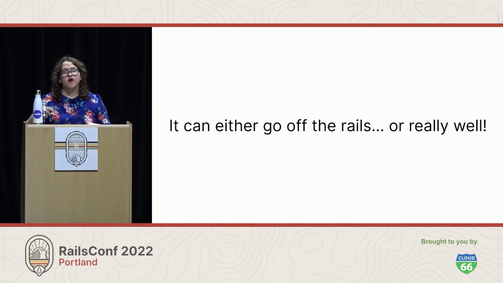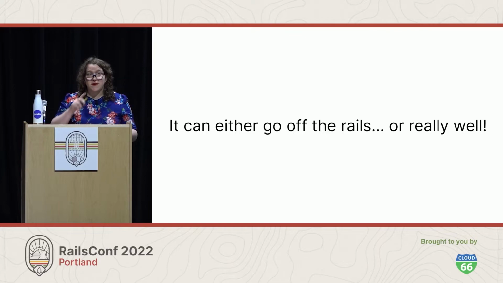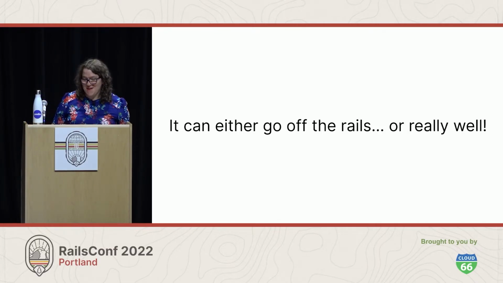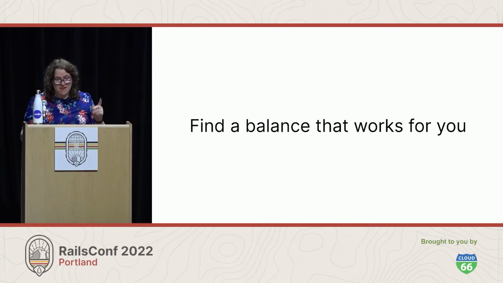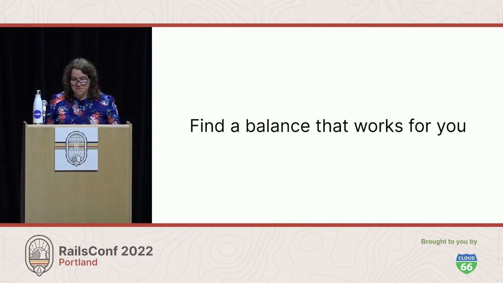If something was going off the rails, you would have things 500ing, your app couldn't load, and nobody could do anything on it. But if it goes really well, nobody's going to notice. That's kind of the downside here. If you do everything properly, nobody knows it happens. But if you do it wrong, they're going to know. So the trick is going to be to find a balance that works for you and your team and your projects.